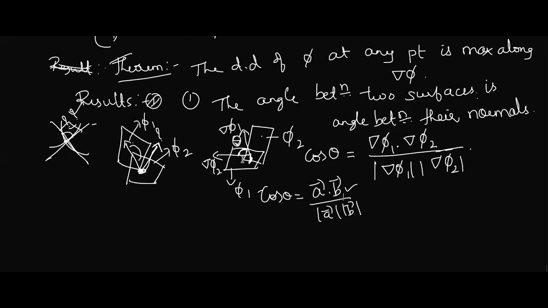So theta is the angle between them. After finding it, you need to take the inverse of cos. So theta, the angle between the surfaces, is cos inverse of this quantity.